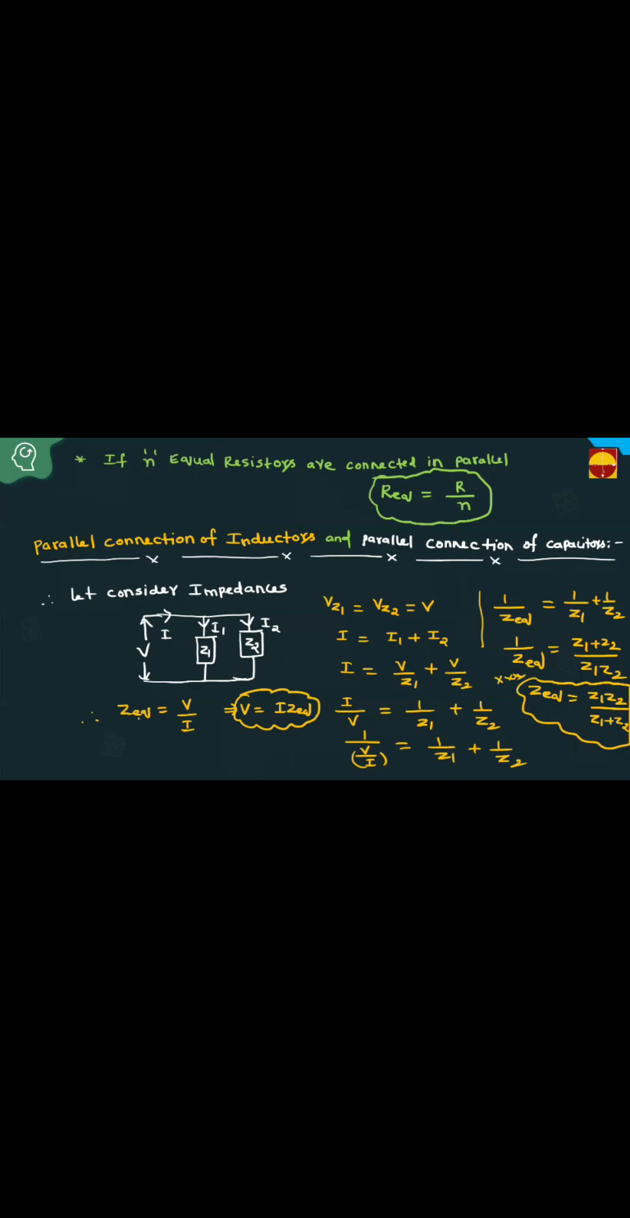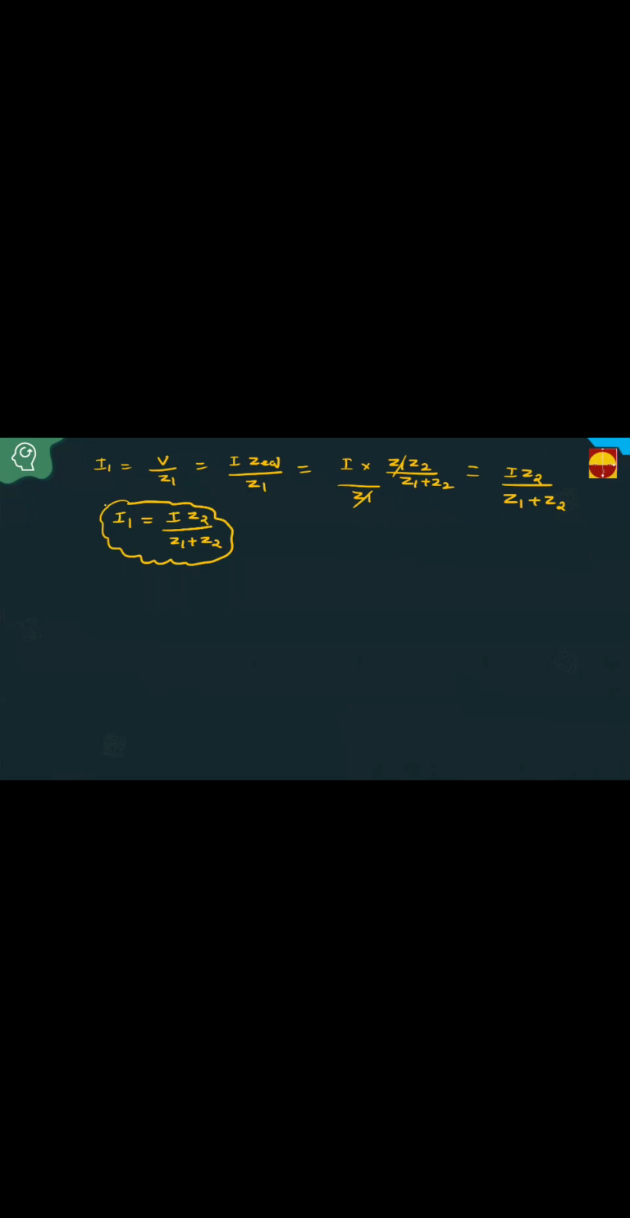Now I have to calculate I1. I1 equals V by Z1, the current division rule. V equals I into Z equivalent, and Z equivalent is Z1 Z2 by Z1 plus Z2. Z1 cancels, so I1 equals I into Z2 by Z1 plus Z2, similar to resistors. But inductors and capacitors will be different. This is called the current division rule. Similarly, I2 equals I into Z1 by Z1 plus Z2. This you have to consider.